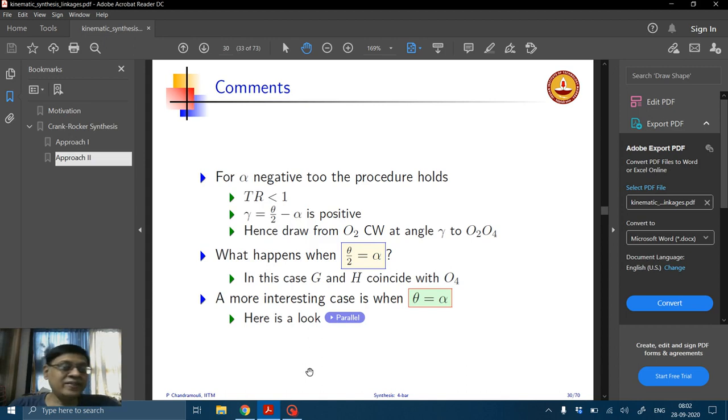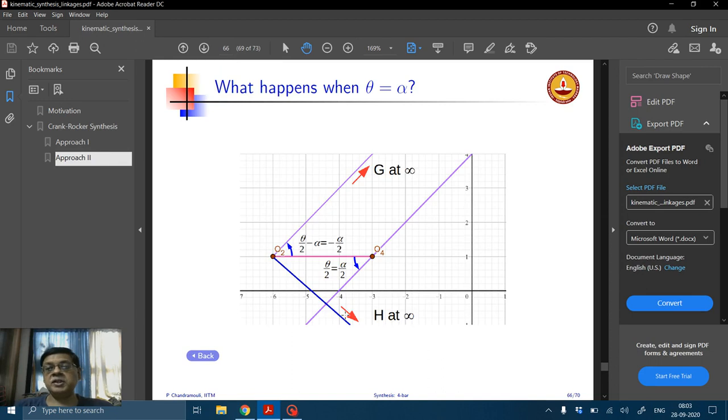The more interesting case is when theta equals alpha. What happens when theta equals alpha? Let's visualize that scenario. Now theta by 2 minus alpha is minus alpha by 2 for alpha positive. It's a negative number, which means that from O2 we have to draw a line which is anti-clockwise at alpha by 2, which is what I have drawn here. So this line is drawn at an angle alpha by 2, and remember, in order to find G, we have to draw another line from O4, which is counterclockwise to O2 O4 at an angle alpha by 2.